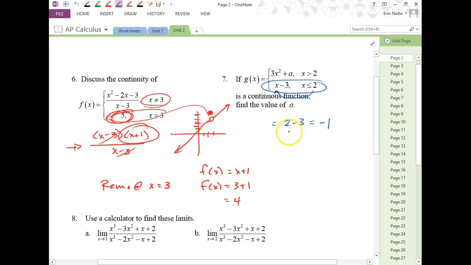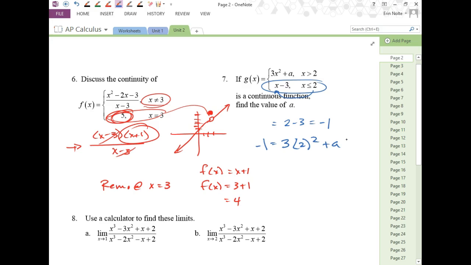So I'm going to go to the second piece and I'm going to say, I need negative 1 to equal, excuse me, that's a 3, 3 times 2 squared plus a. Does that make sense what I'm doing there? Why does it have to equal the y value? Because for it to be a continuous function, remember I have this parabola and it stops at 2. Well, I need the line to start at the same spot, the same x and y that the parabola left off at.